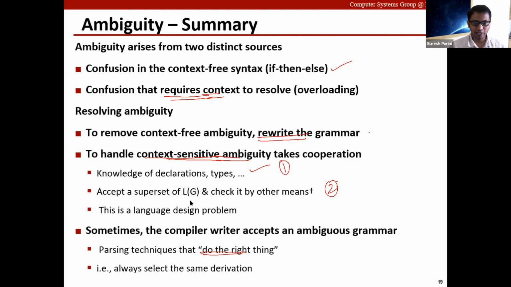But ideally speaking, we should not have these kinds of situations in our programming language. They indicate some kind of language design problem. Okay, you need to have a compelling reason for these kinds of ambiguities to arise in your programming language. If there are no compelling reasons, then you have to fix your language. You have to solve this problem at the language design phase itself.